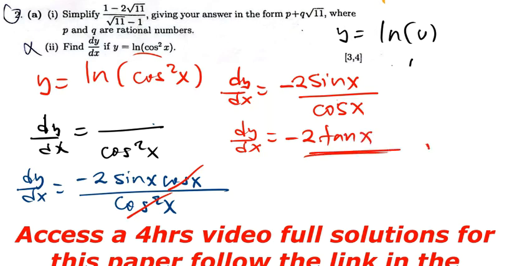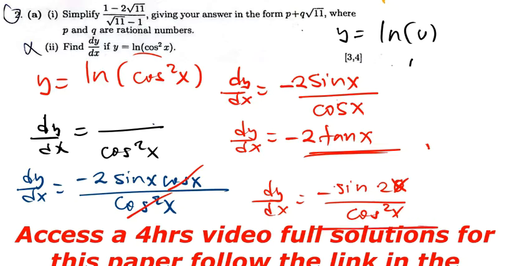But if you want, you can also end like the way I did it. You just say negative sine 2x divided by cos squared x. They will still give you a mark if you leave it there. So you can either end here or you do it like the way I've done it there. Okay, so to make things unique, go with this one. So that is it for part 2.